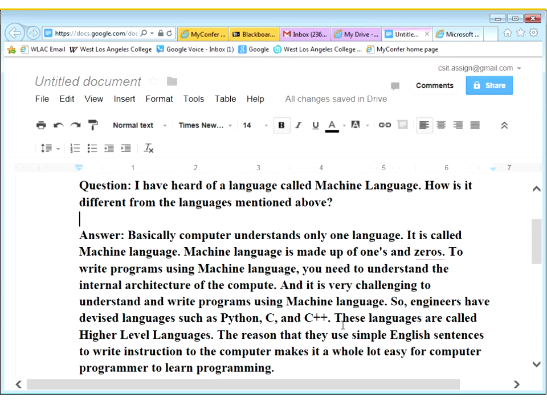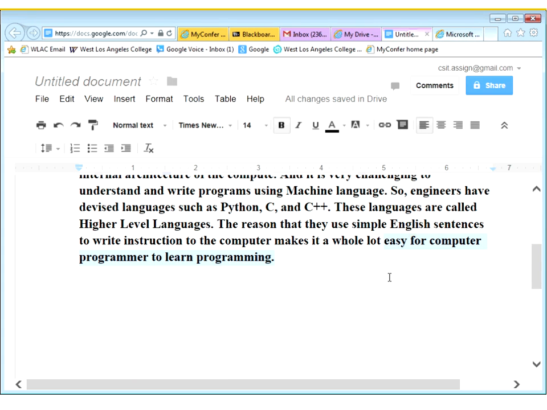Okay, and so let's see. Again, these languages are called higher level languages because they are more like English and they're easier to read. That's the main reason why we have higher level languages, and that's what the majority of programmers learn to program with. Some never ever see machine language, and there's really no need to anymore. The reason is, again, that they use simple English sentences to write instructions to the computer. It makes it a whole lot easier for programmers to learn programming. And this is the key right here: this is to make it easier for computer programmers. Okay, and it's getting much easier. So be aware that as you become a programmer, all the programming languages and the tools that allow you to write for those languages are getting much easier to use.